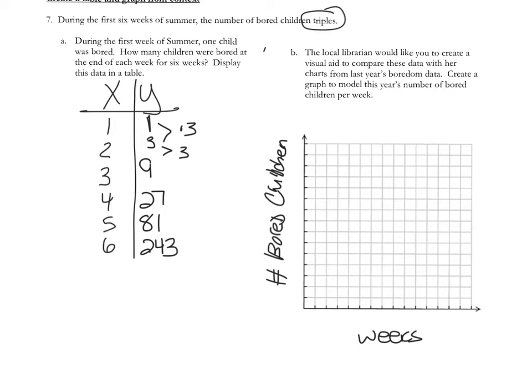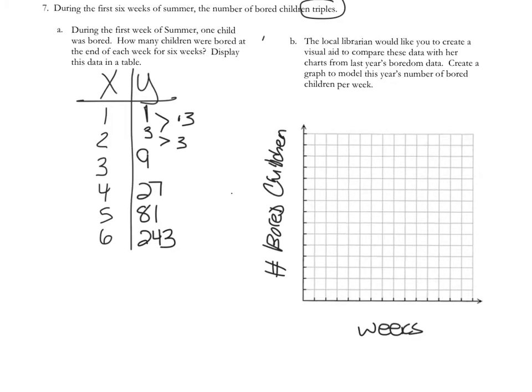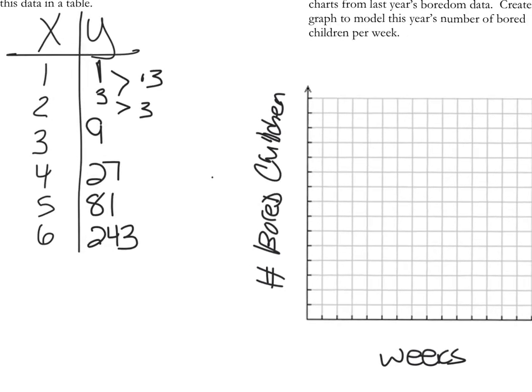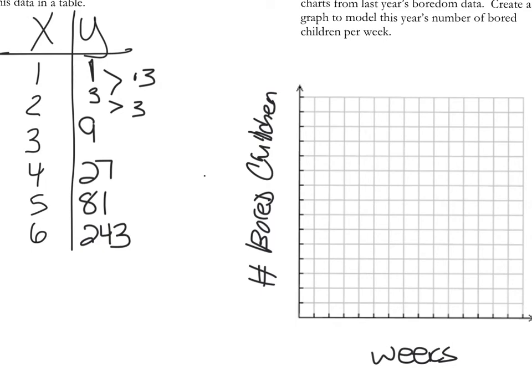It says the local librarian would like you to create a visual aid to compare these data with her charts from last year's boredom data. Create a graph to model this year's number of bored children per week. All right, now I've noticed this on some of the stuff that's being turned in. When you're making a graph, these numbers that you're going to put on your axis, they need to be in the same increments. All right, so if I'm going to number it like 1, 2, 3, they're one apart.